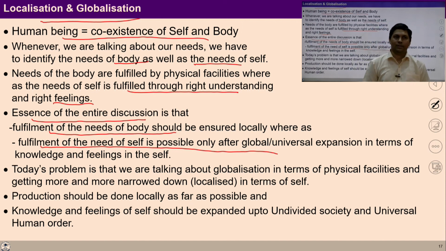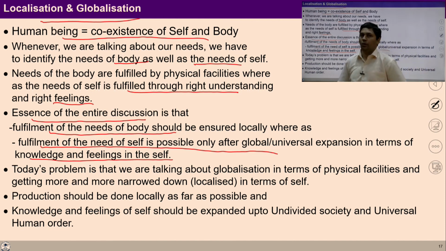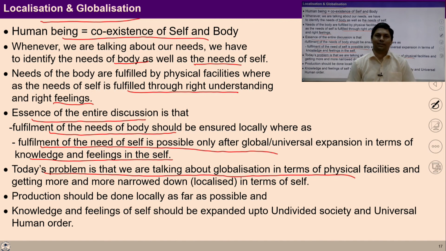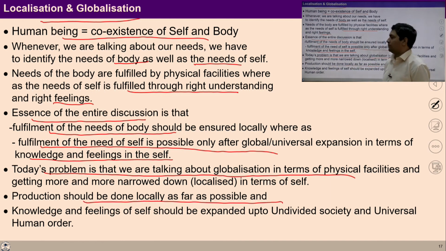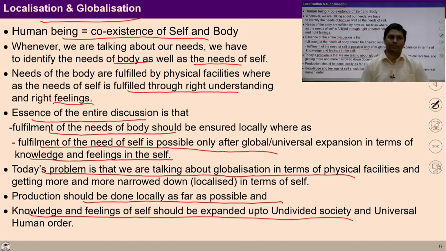And fulfillment of the need of the self is possible only after global, universal expansion in terms of knowledge and feeling in the self. So there is a need to globalize the relationship, to globalize the knowledge, and to globalize the reality of this existence, while there is a need to localize the physical things according to the region. Today's problem is that we are talking about globalization of physical facilities. Production should be done locally as far as possible, and knowledge, relationship, and feeling should be expanded up to undivided society and universal human order.